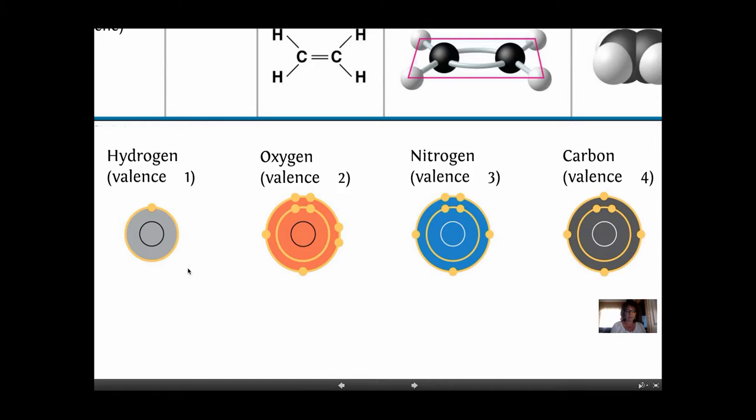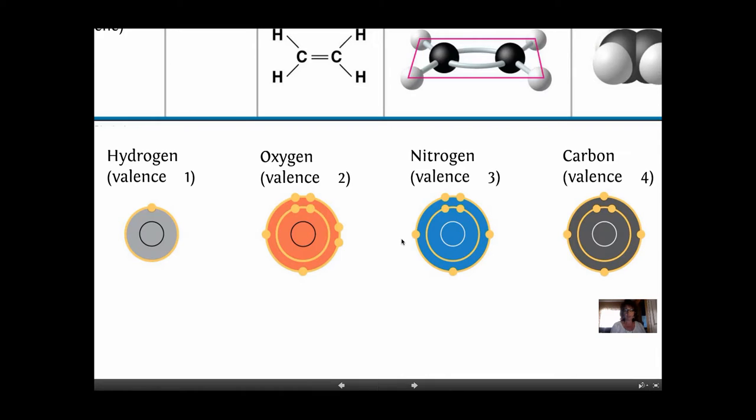3 other elements very important in biological molecules are nitrogen, oxygen, and hydrogen. Hydrogen will make 1 bond because it has just 1 more electron needing to fill up that s orbital. Oxygen has 6 electrons in the outer orbital with an atomic number of 8, so it would like to share 2 electrons. Nitrogen has 3 available to bond.